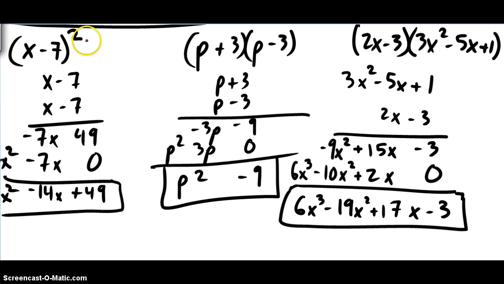Okay, we're back. You're going to check your answers here. We square this out. Notice x minus 7 times x minus 7. Here's the answer. The difference of two squares. Here's the answer. Okay, we set this up, multiply it all out, add the columns, and there's your answer there.